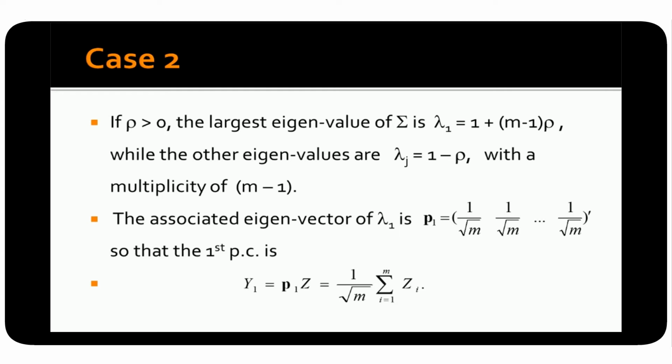Now, if you calculate the eigenvector corresponding to lambda 1, you would find that p1 turns out to be 1 by root m, 1 by root m, and so on, 1 by root m. So, the first principal component would come out to be y1, which is equal to p1 prime z, that is 1 by root m times the summation i equal to 1 to m of z_i. In this case you can see that the first principal component is primarily the sum of the original standardized variables, divided by the square root of m.